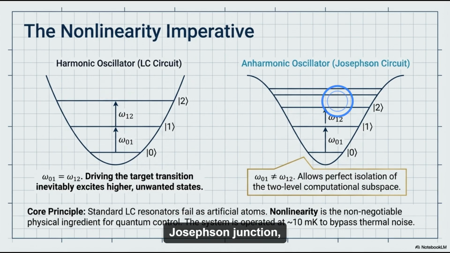Exactly. But with a Josephson junction, the potential becomes anharmonic. Levels spread out unequally. And that uneven spacing is what lets you address just the bottom two. That's the whole point. Nonlinearity isn't optional, it's the ingredient. Plus, we cool the whole thing to 10 millikelvin to kill thermal noise.